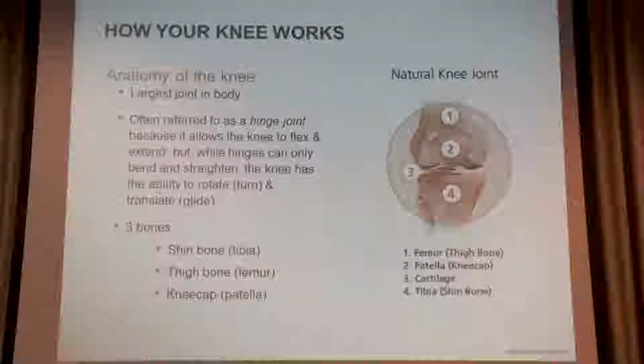So first, how your knee works. It's the largest joint in our body. It's typically referred to as a hinge joint because it does flex and extend, but it is a little more complicated than that because it also rotates. It's made up primarily, as you can see here, of the femur, the patella, and the proximal tibia or the shin bone. And then in between, on each side here, we have a meniscus that can also be a significant source of pain, as well as cartilage that covers our joints.